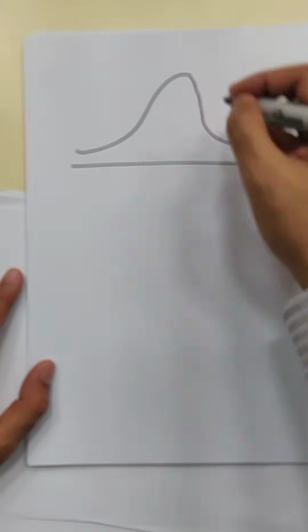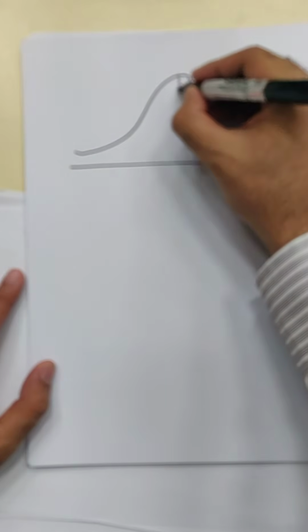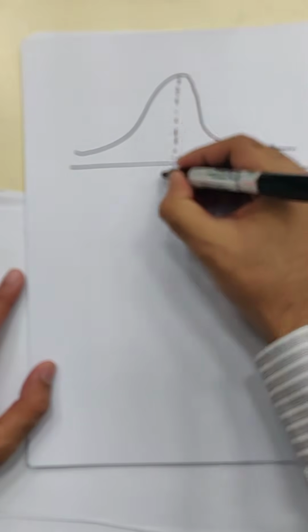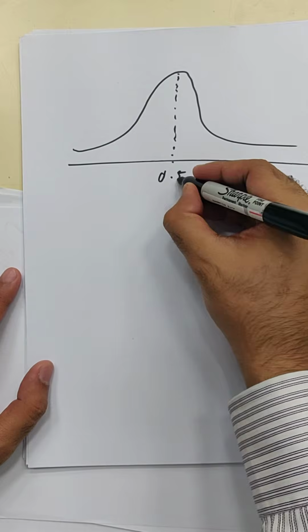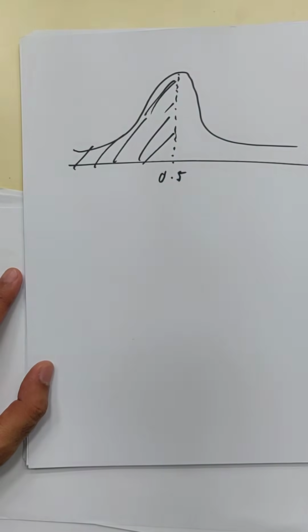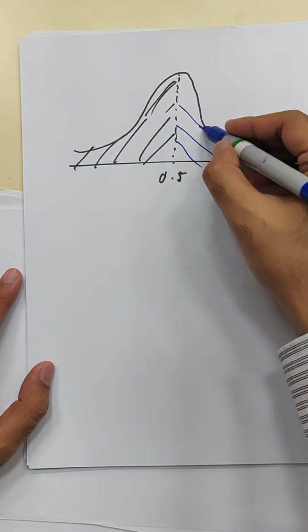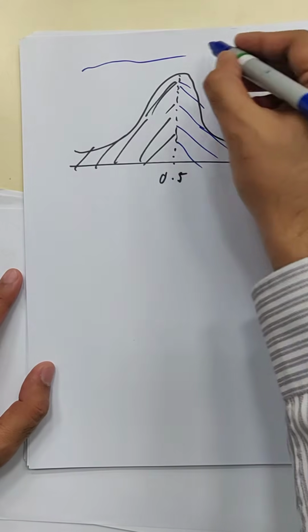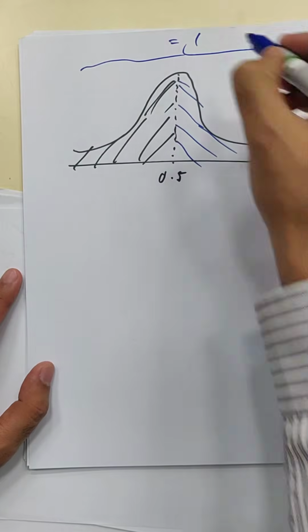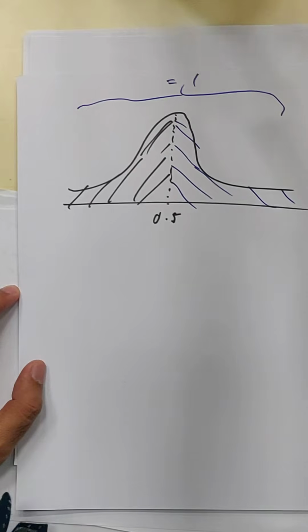Bell curve. And what do we know about the bell curve? Here is your probability of 0.5, which is also this side as well. And the total probability equals to 1. Right?